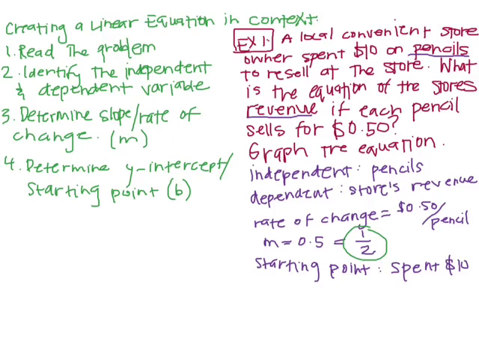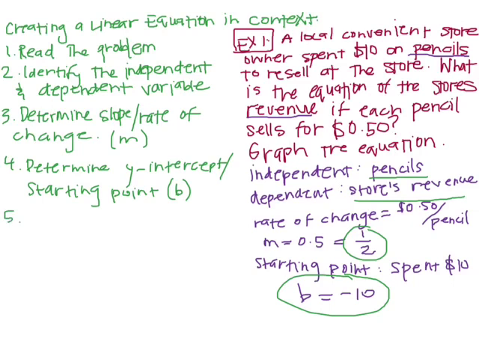Well, if you think about spending money, when you're spending money, you're losing it. So I'm going to say that b equals -10. So I found my starting point at b equals -10. My slope is 1/2. My dependent variable is the store's revenue, and my independent is the number of pencils sold.